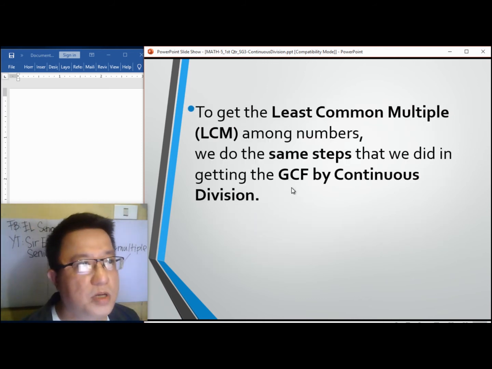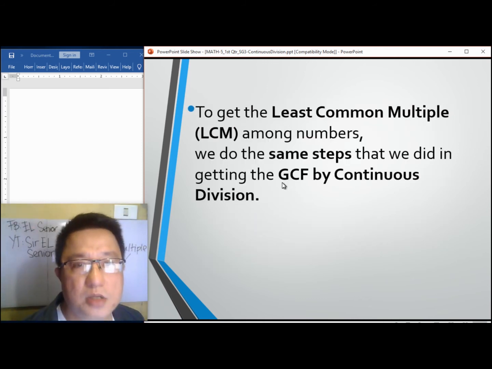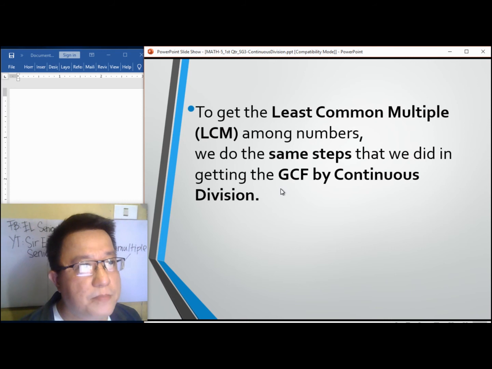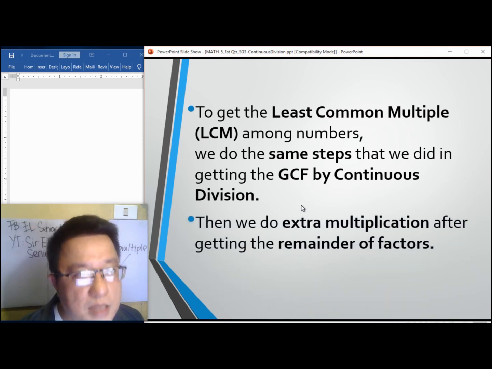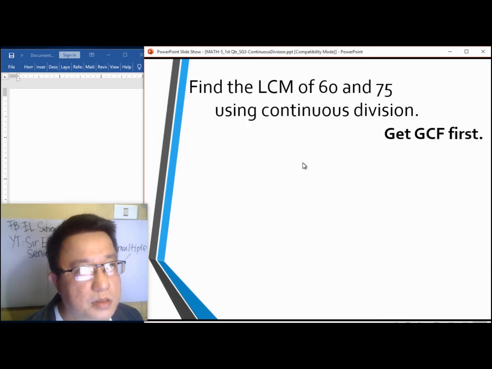Okay, let's move on. To get the least common multiple, or LCM, we just do the same procedure as we did in getting the greatest common factor. And then after that, we use the remainder of factors to multiply to the common factors. Let's do an example. Let's find the LCM of 60 and 75.